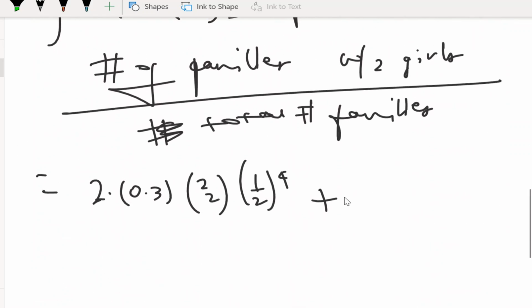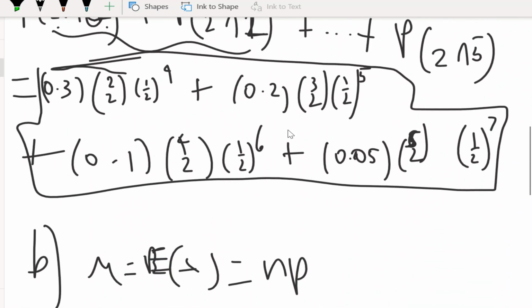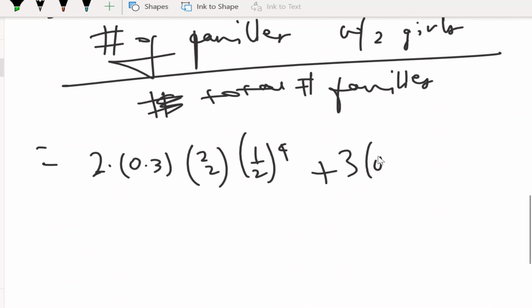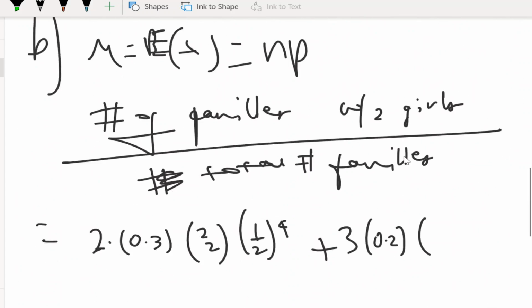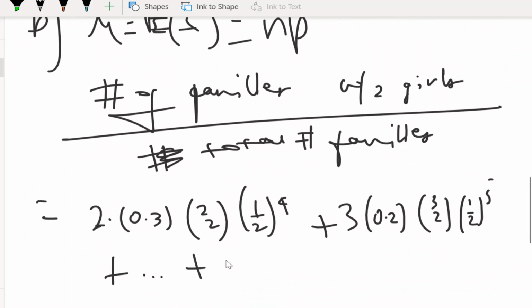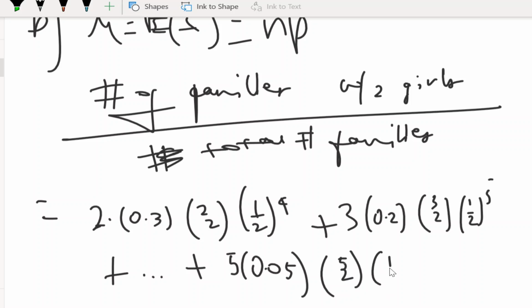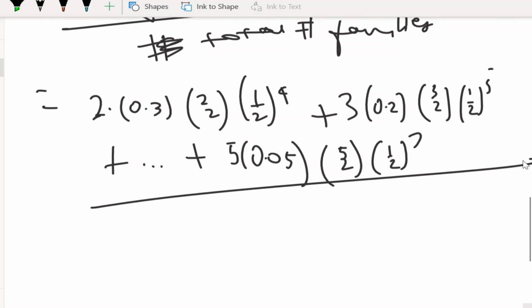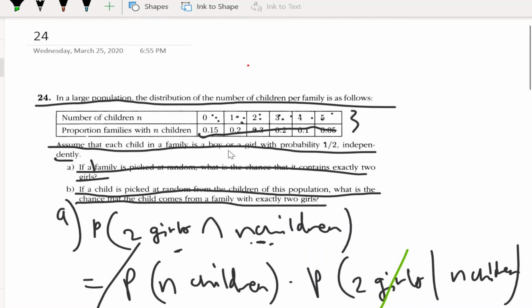plus 3 times 0.2, 3 choose 2, half to the 5th, and then do this all the way up to the last term, which would be 5 times 0.05, 5 choose 2, half to the 7th. And then we have to divide by the total number of families. This one will be slightly easier. We can do the exact same formula, just with this as our n and this as our p, because we're not taking a subset of these families where there are 2 girls. Instead, we're doing all the families with n children.